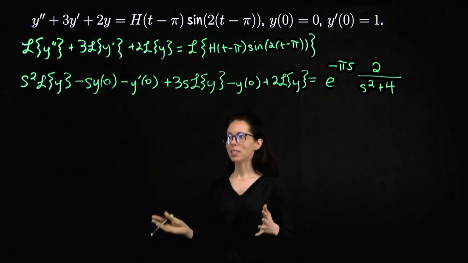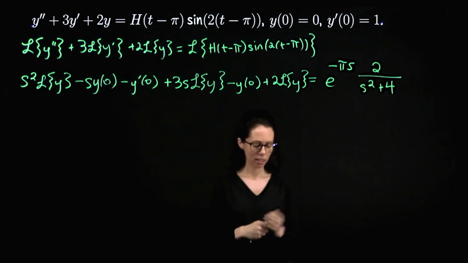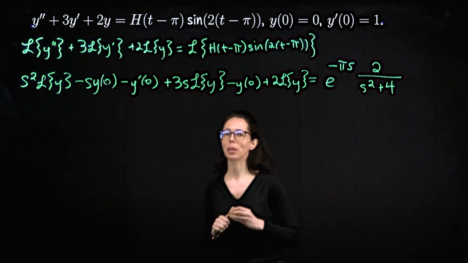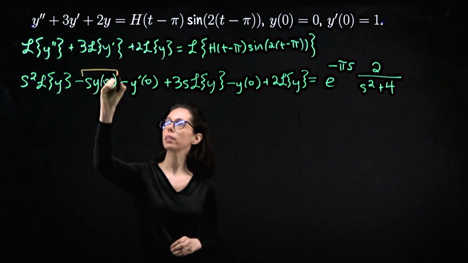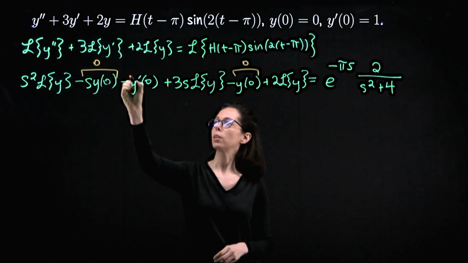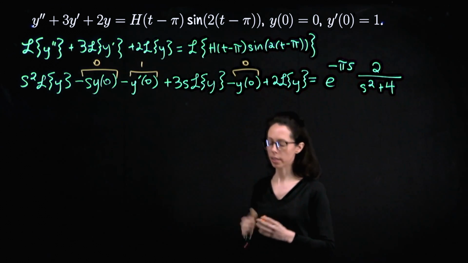On the left-hand side, let's gather our Laplace transforms of y. And for convenience, I went ahead and made y of 0 zero, just to reduce the computational complexity here. So that's 0, this is 0, and y prime at 0 is 1. So that's going to look nice.